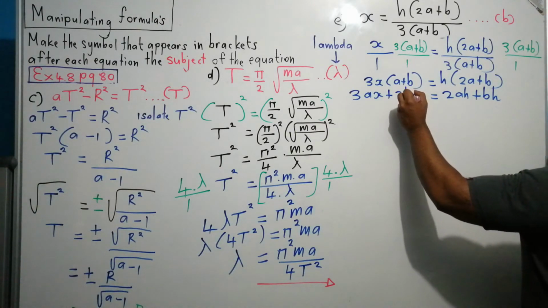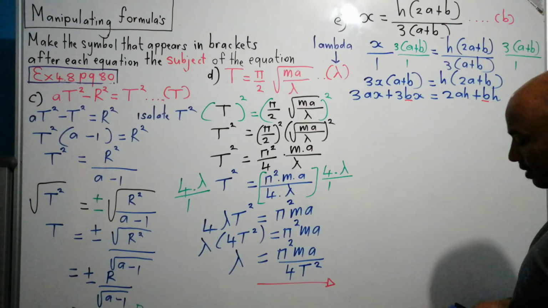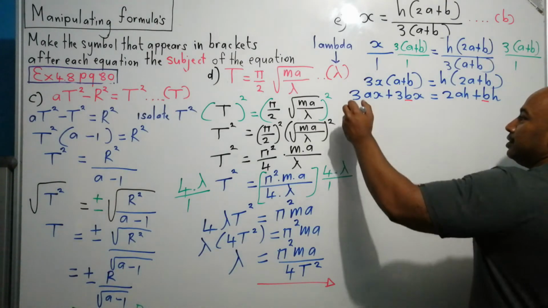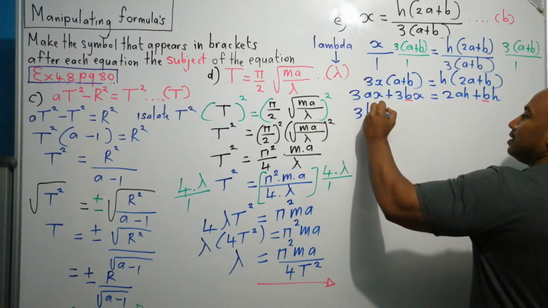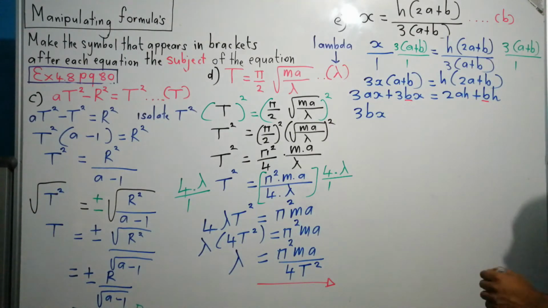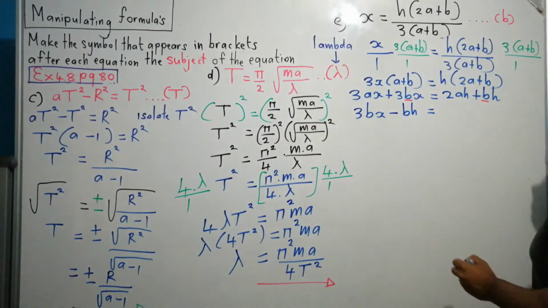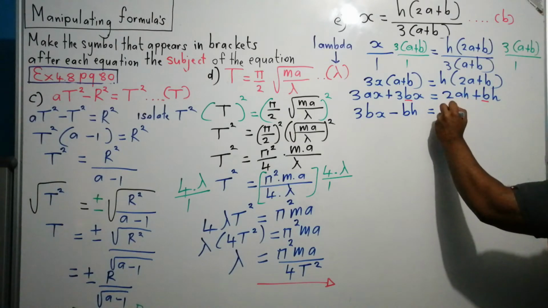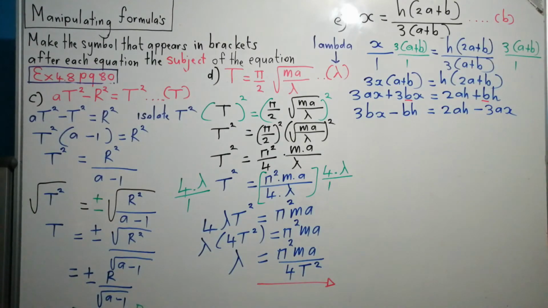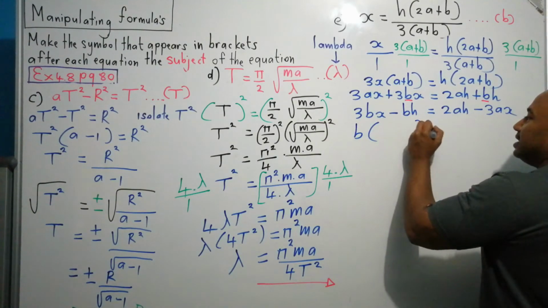Okay, so what do we want here? Remember, this is what we're looking for, b. So we take the b's, or all the terms that have the variable b, on one side. Okay, so I got 3bx. You can take bh to the left, or you can take 3bx to the right. It doesn't make a difference. Okay, let me take it to the left, so there'll be minus bh is equal to, here I got my 2ah minus 3ax. Okay, so now I can take out b as a common factor here.